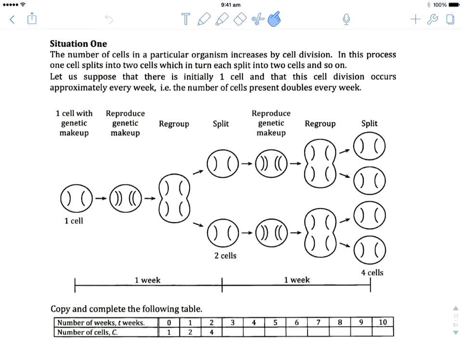Hi everyone, in this video we're going to be looking at applications of exponential functions. I'm going to go through a few situations where we're going to see exponential functions in a more practical setting, and I'm going to do a couple of examples.